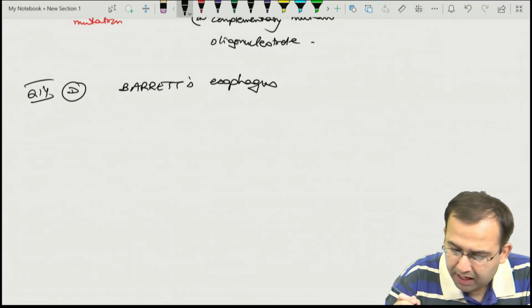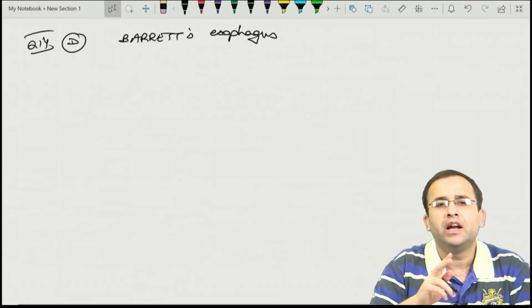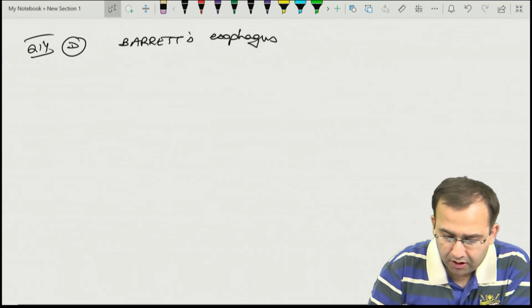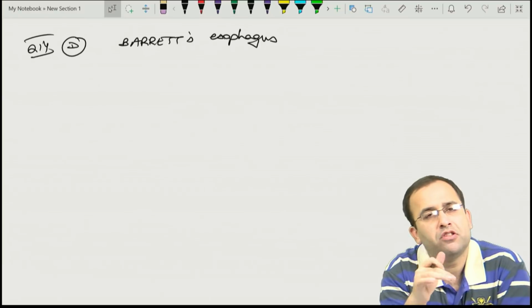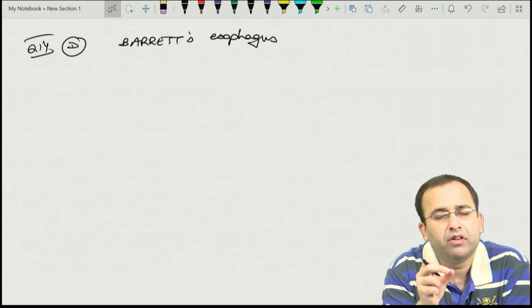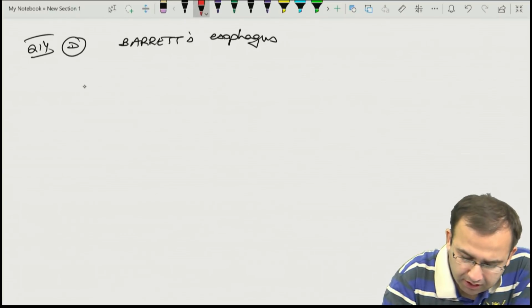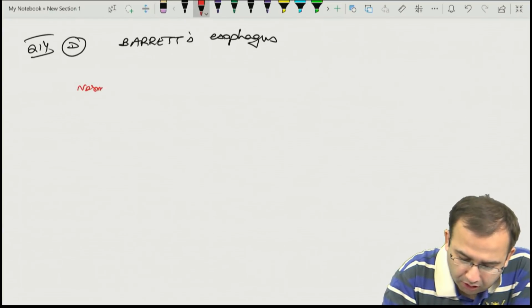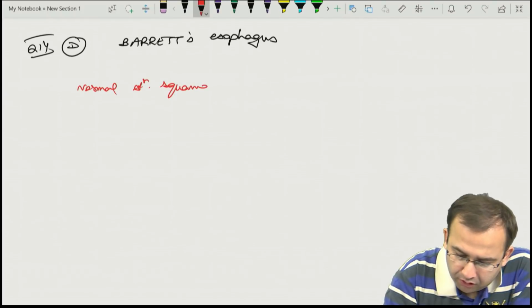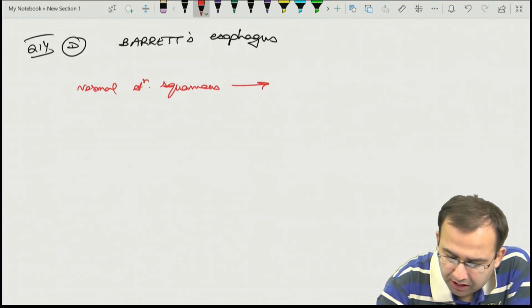What is Barrett's esophagus? It is intestinal metaplasia. That is, the word metaplasia is one lining changing to another. The word before the metaplasia is the end lining. So what is happening in Barrett's is the normal stratified squamous epithelium is getting converted to columnar.